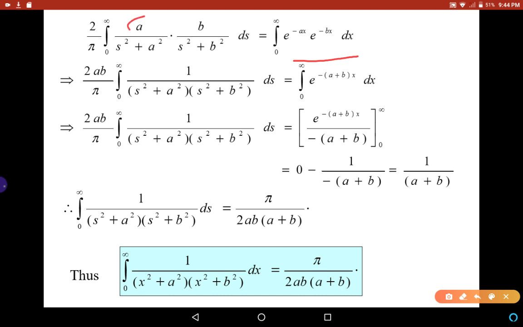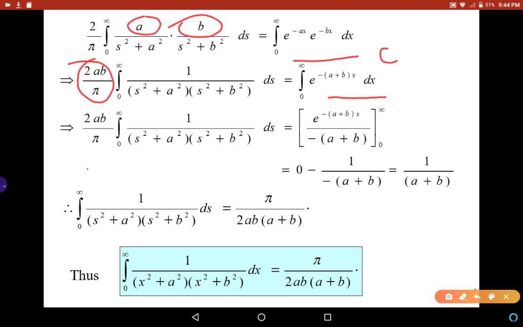Taking outside this a and b, we get 2ab by pi integral 0 to infinity 1 by (s square plus a square) into (s square plus b square) ds is equal to integral 0 to infinity e power minus (a plus b) into x dx, because e power minus ax into e power minus bx can be written as e power minus (a plus b) x.